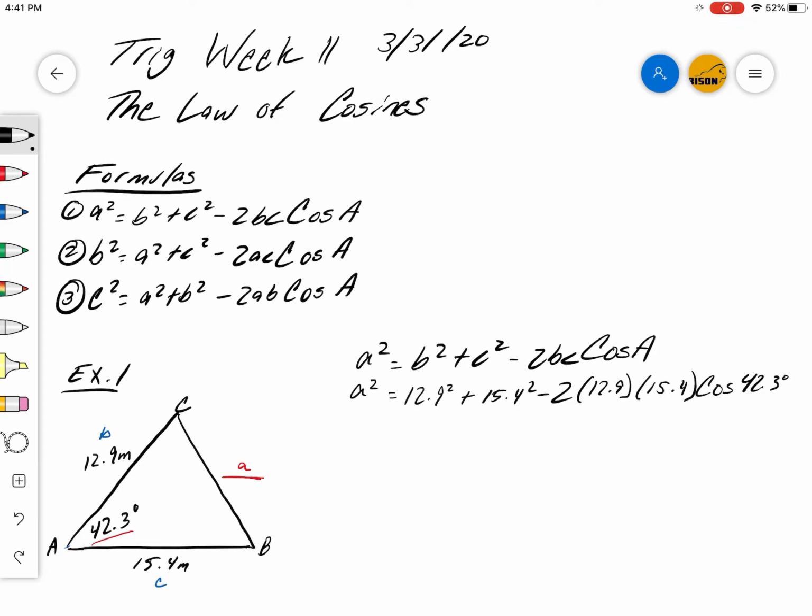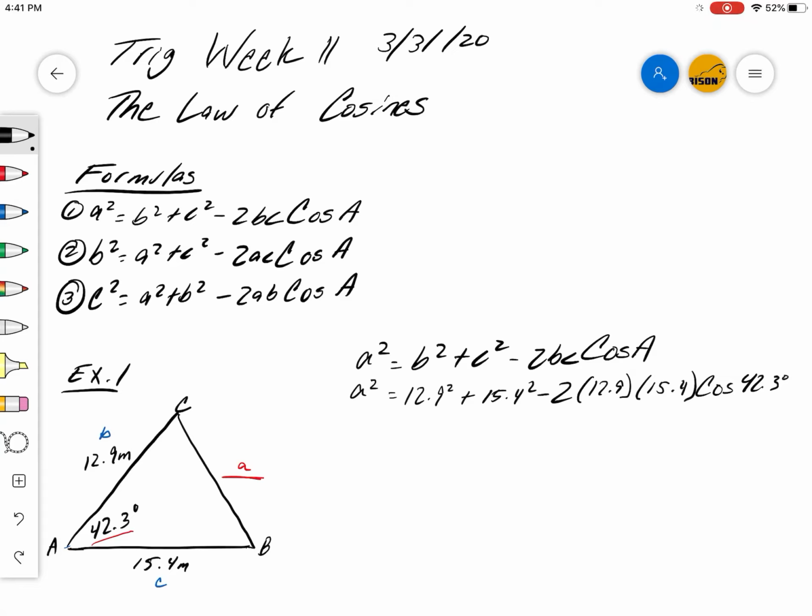Right now we're going to get A squared, but that's okay. So I'm going to type in the whole right side. I've got 12.9 squared plus 15.4 squared, and then I'm doing minus, I'm going to wrap all this up in parentheses just to make sure it's getting in the right places, 2 times 12.9 times 15.4 times the cosine of 42.3.